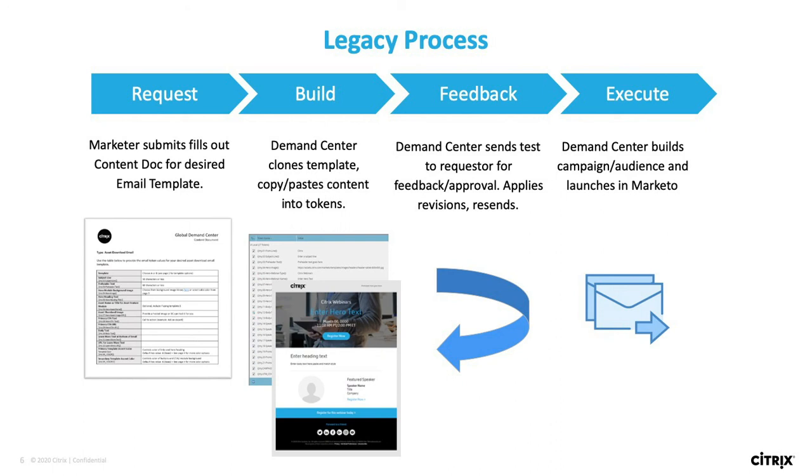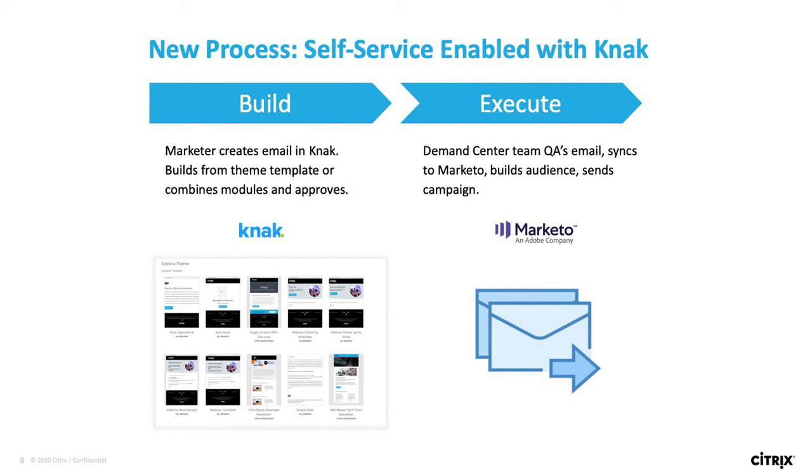Once we adopted Knak, we were able to remove two sections of our process. The marketer goes into Knak themselves and builds the email. They don't have to get approval because they're the ones building the email, right? They know what the content is supposed to be. They have the ability to test it right there in Marketo. They can also preview what the email looks like on a desktop or mobile device. And then they provide that email to us, and we just sync it to Marketo right there from Knak and schedule it.